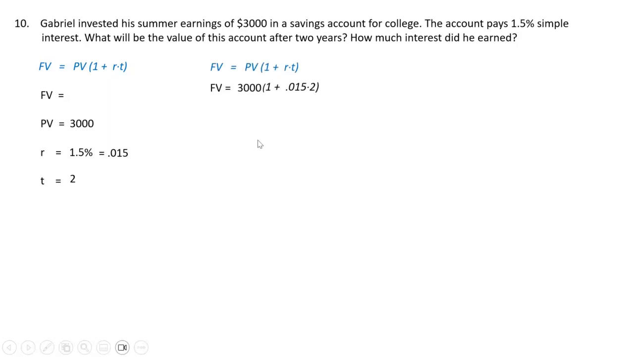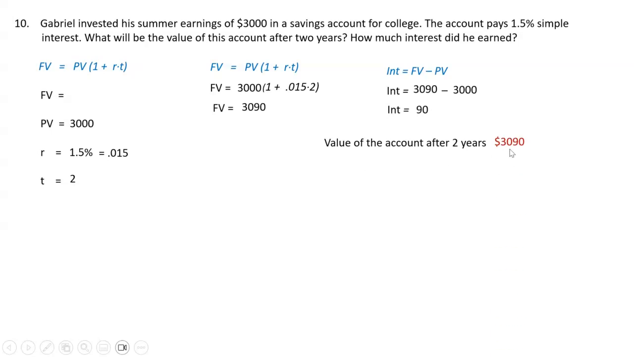All we do is plug everything in the calculator, guys. It's going to give us something like 3,090. Now, to find the interest earned, the interest earned is the future value minus the present value. So the future value was 3,090, and the present value we invested was 3,000. The answer will give us 90. So the future value in 2 years will be $3,090. The interest accumulated or earned will give us $90. So this is the answer for part A and B.